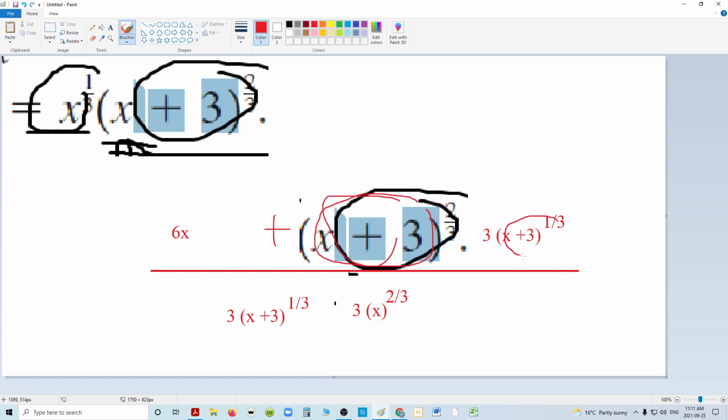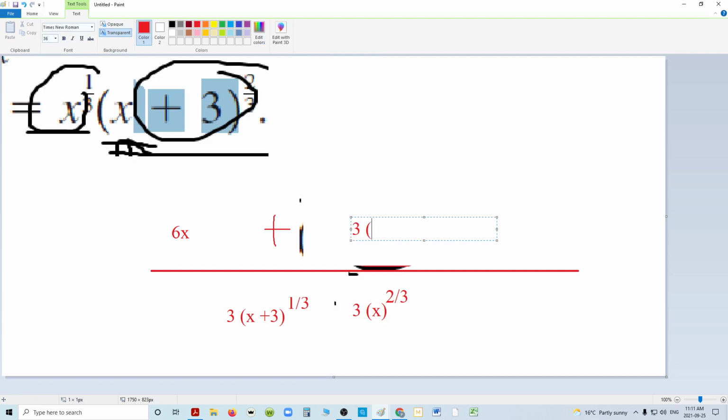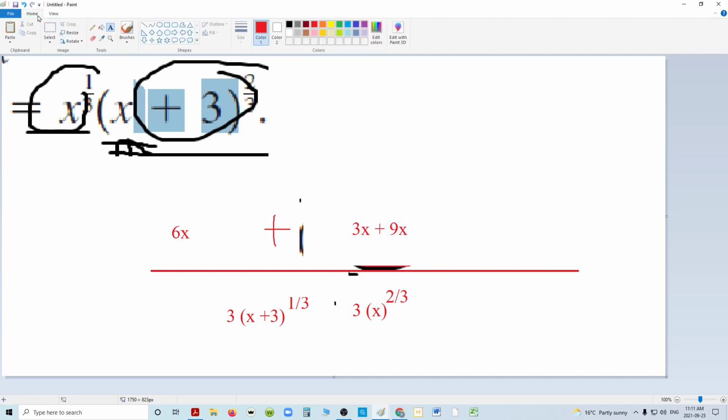Has the same base as this one. So these, when they multiply, become x plus 3 to the power of 1 times 3. When I expand 3 times x plus 3, I get 3x plus 9. When I add it to the 6x on the left, I get 9x. Sorry, that should just be a 9 there. That should just be a 9. I get 9x plus 9.